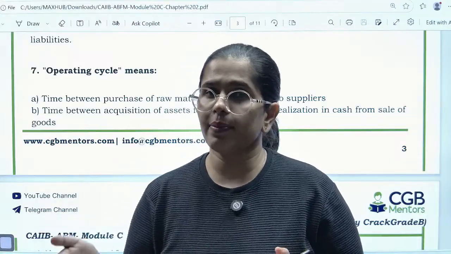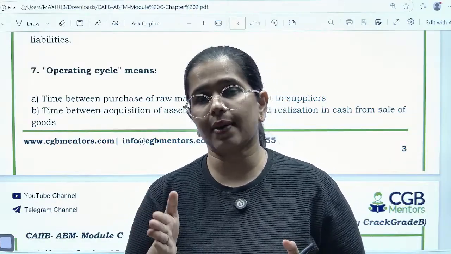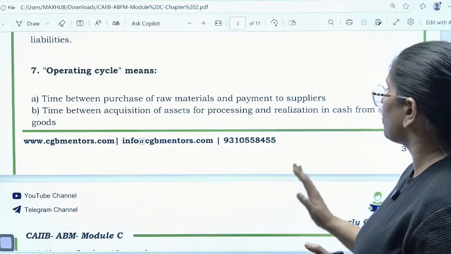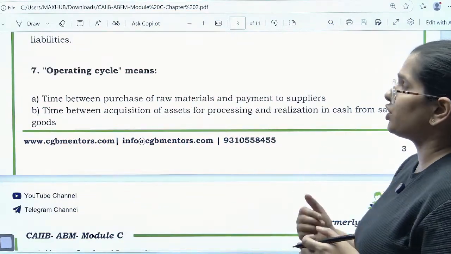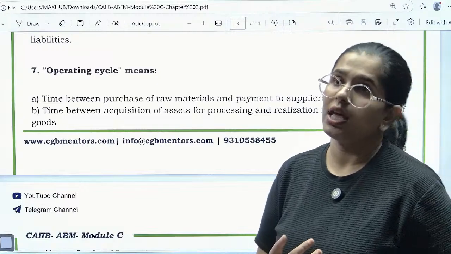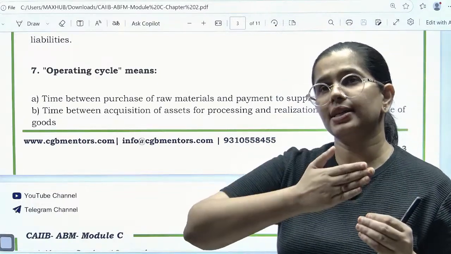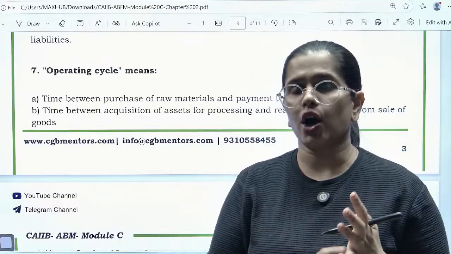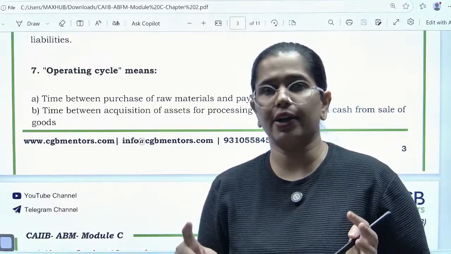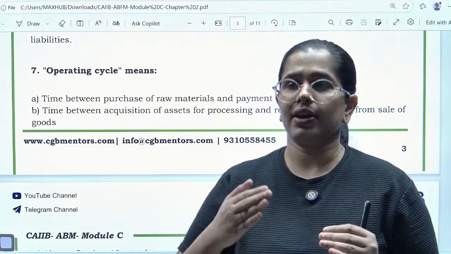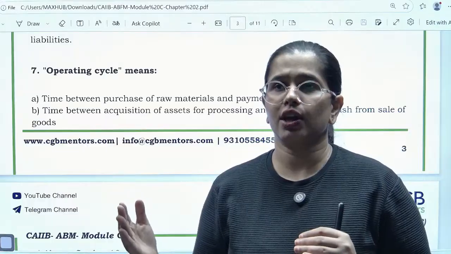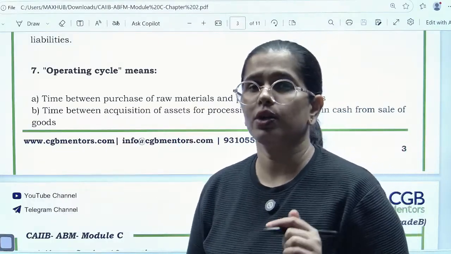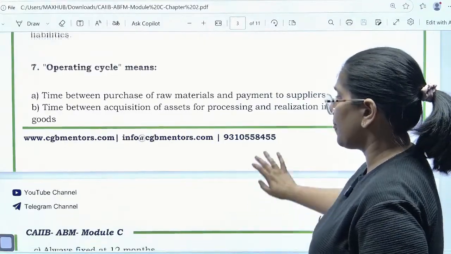So when you include that also, that is something we call the operating cycle, right? Time between acquisition of assets for processing and realization in cash from the goods. So starting with your assets, in my assets I will include everything, be it stock, be it my fixed assets, any kind of assets. And ultimately, when I realize cash from the sale of goods, that is when the whole cycle will be completed.